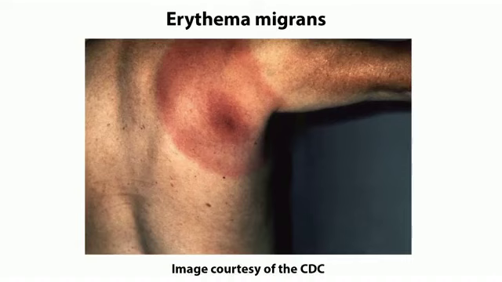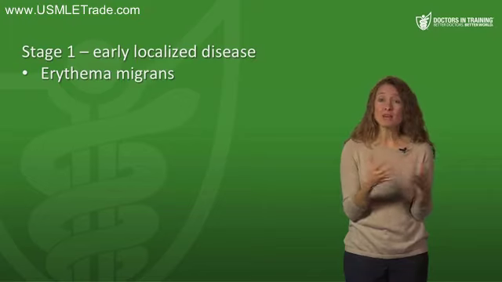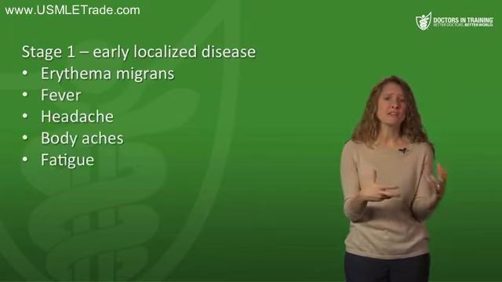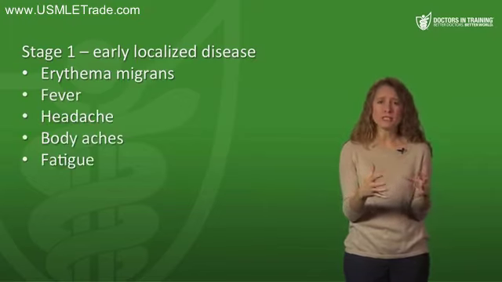The redness expands outwards and often has a central clearing in the middle that can be described as a target or a bullseye. The infected person may have other symptoms of a viral illness like fever or headache, body aches, and fatigue.